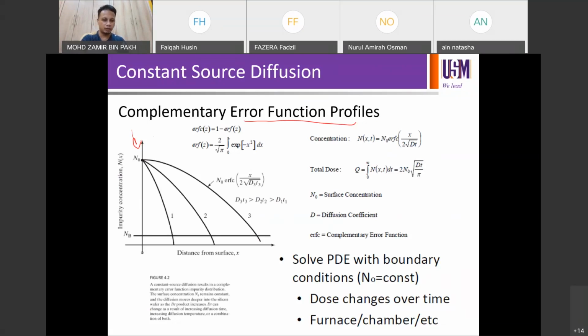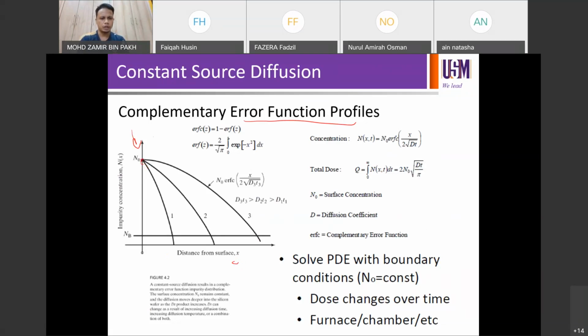So in this case, if you look at the graph here, the y-axis will be the impurity concentration. So your N naught will be your peak concentration. Your x-axis will be your depth into silicon, meaning depth into silicon, like I drew earlier.